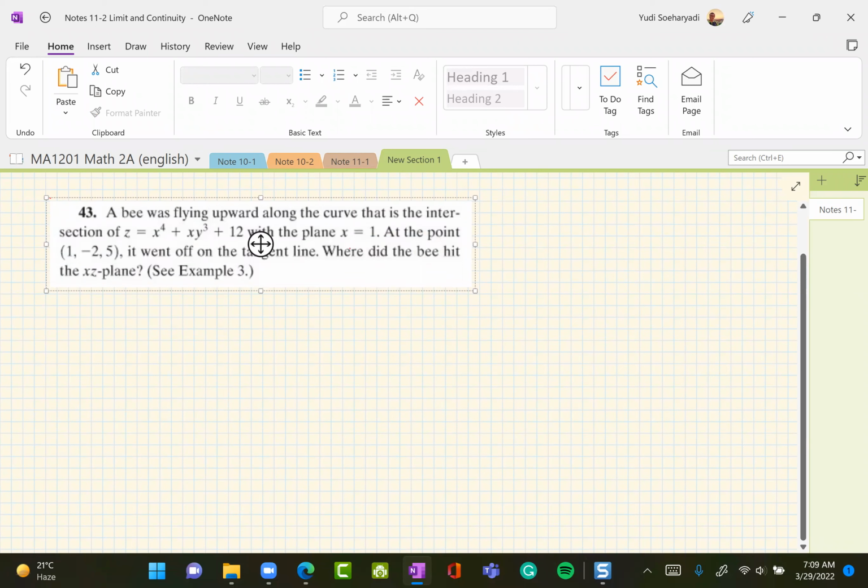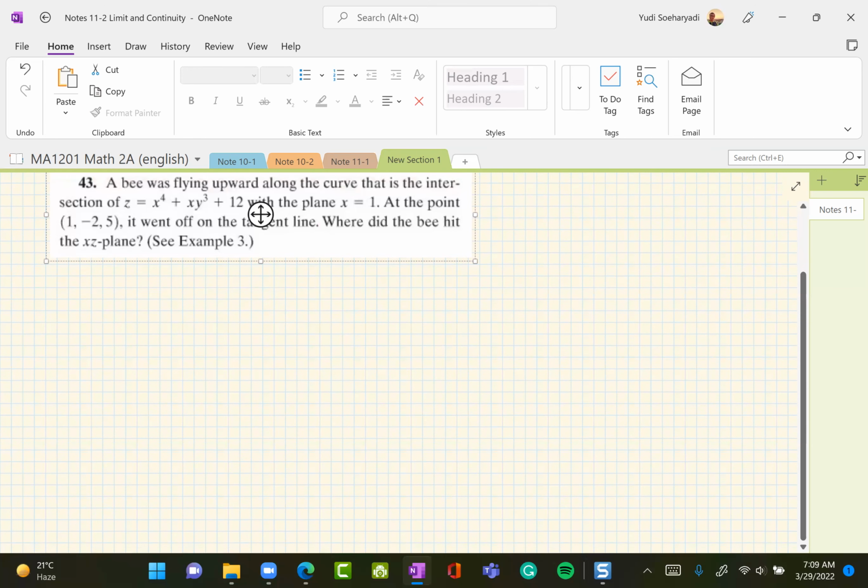So the intersection of two surfaces, okay, is a curve. So that's the curve of what you call the path of that bee flying. Okay, so let's see.